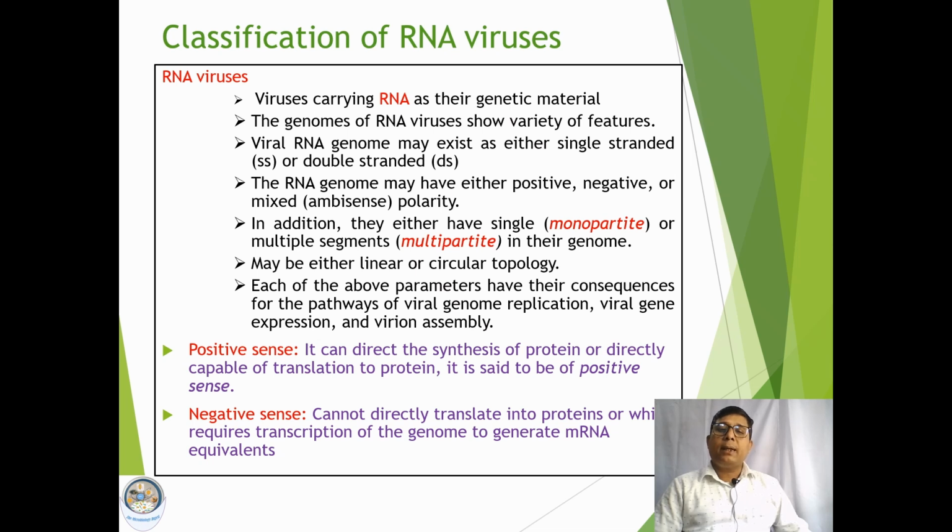Sometimes some viruses appear as a single molecule, which is called monopartite, or in some cases it may be segmented, with multiple segments, which is called a multipartite genome. Then they may be either linear or circular in their topology. So it may occur as a linear molecule, or as a circular molecule. These parameters play an important role in viral genome replication, gene expression, as well as in the viral assembly process.